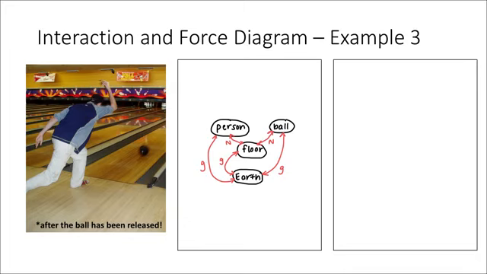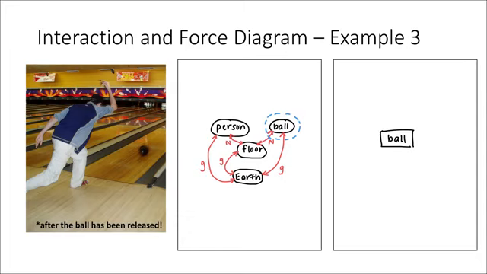Take a moment, pause the video, and see if you can draw a force diagram for the bowling ball based on our 2 previous examples. I'll begin by drawing my system boundary, and I see I only have 2 forces acting on the ball, the normal force from the floor and the gravitational force from the earth.